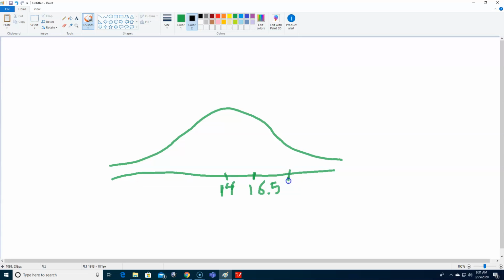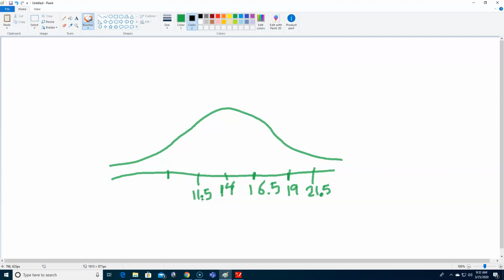We need to travel out again. So 16.5 plus 2.5 gives you 19. And then one more time, 19 plus 2.5 gives you 21.5. So we traveled out in the positive direction, now we have to go in the negative direction. So 14 minus 2.5 gives you 11.5.